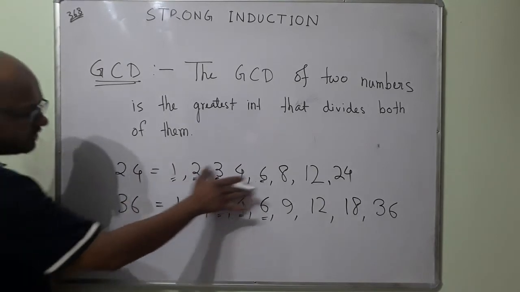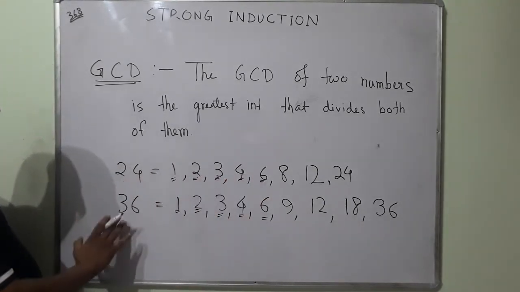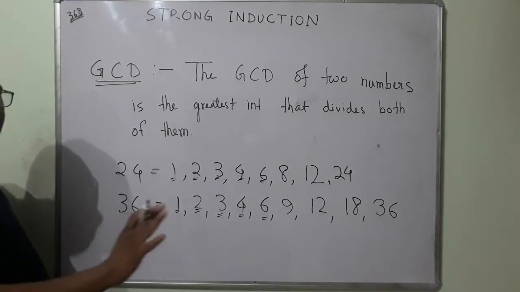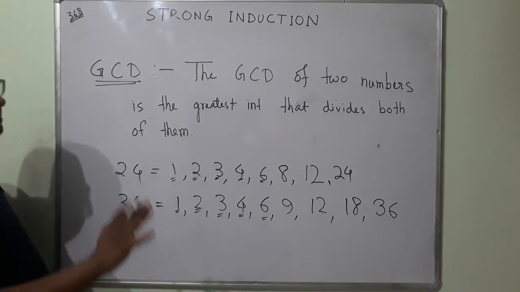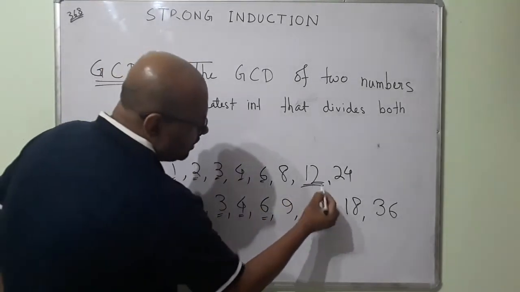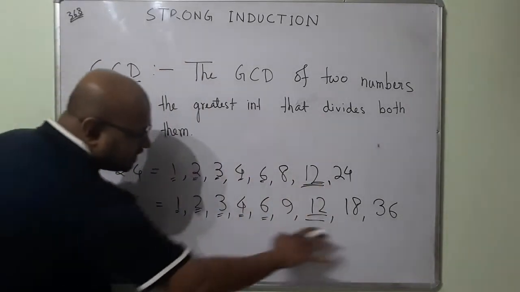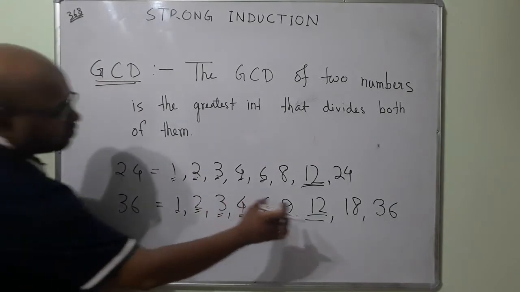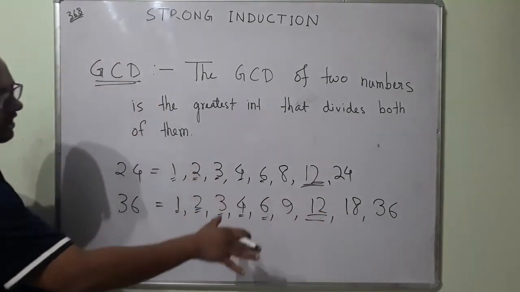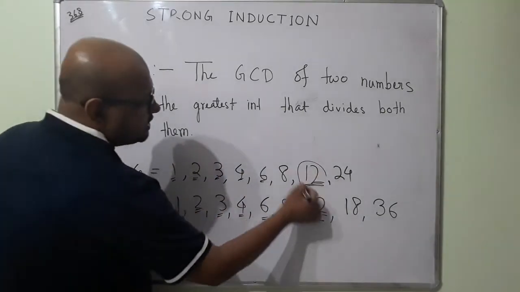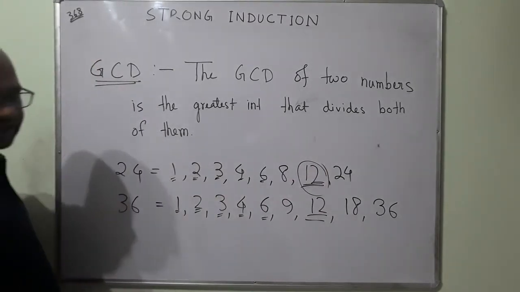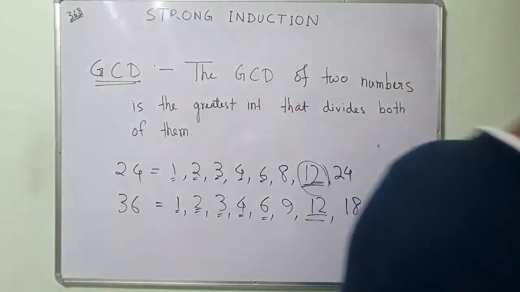So all of these are common divisors of 24 and 36, but they are not the greatest common divisor. The greatest common divisor is 12. Okay, 12 also divides both of them, and among all the numbers that divide both of them, 12 is the greatest. Alright, so because of that reason 12 is their greatest common divisor, GCD. Okay.